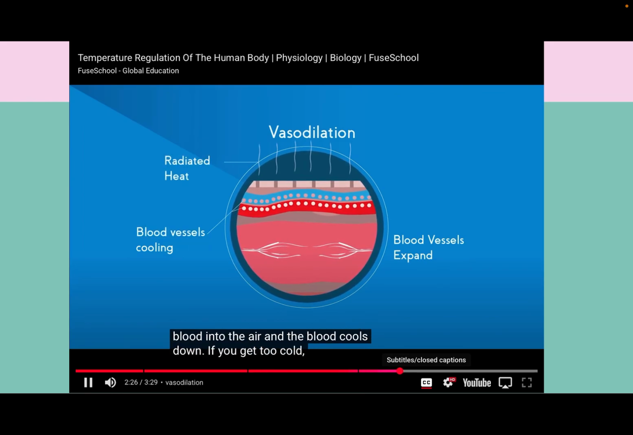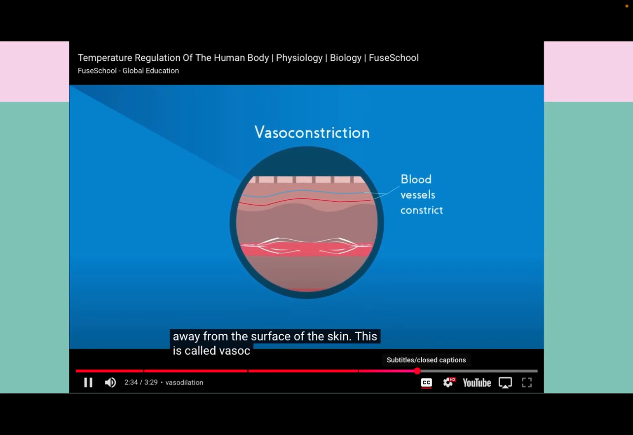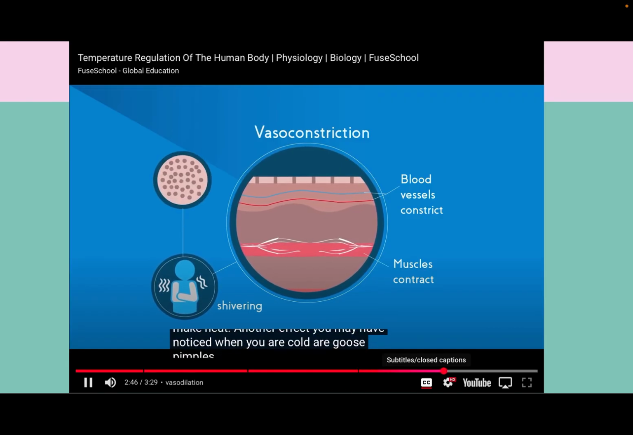If you get too cold, you can do the opposite with these blood vessels and close them off, keeping the blood away from the surface of the skin. This is called vasoconstriction. You can also start to shiver. This is when your muscles contract in order to make heat. Another effect you may have noticed when you are cold are goose pimples.